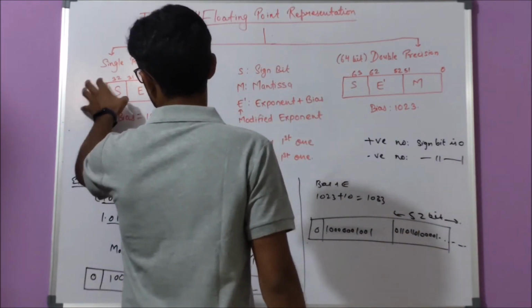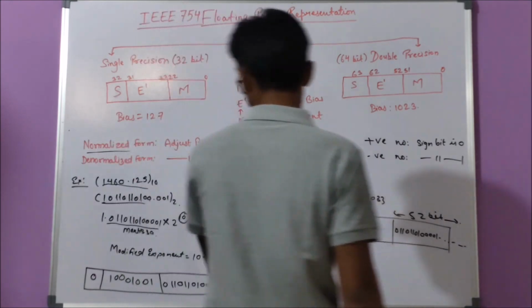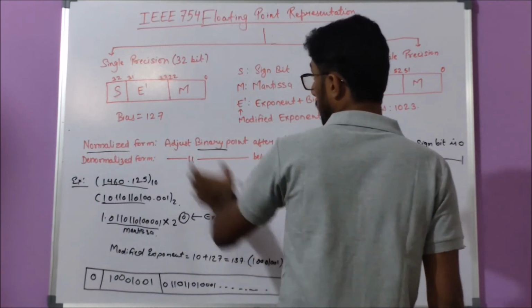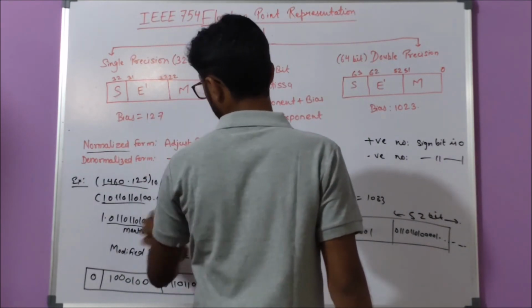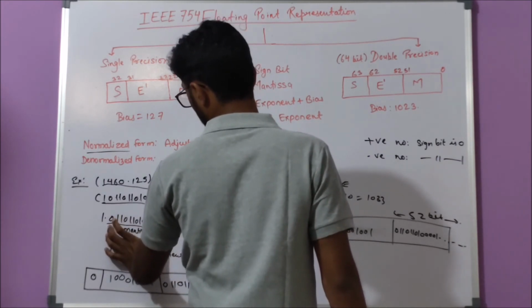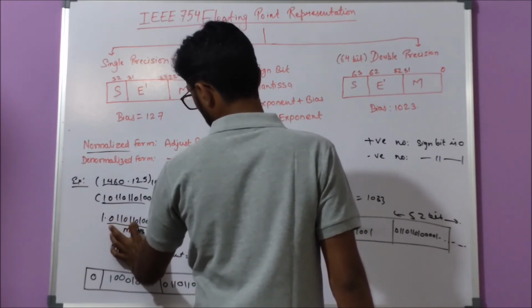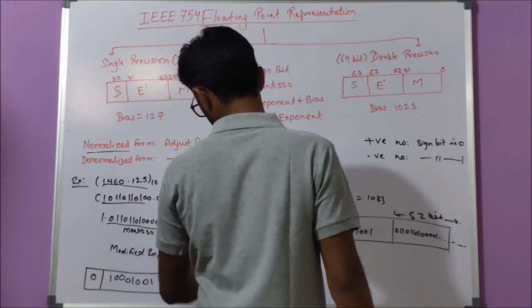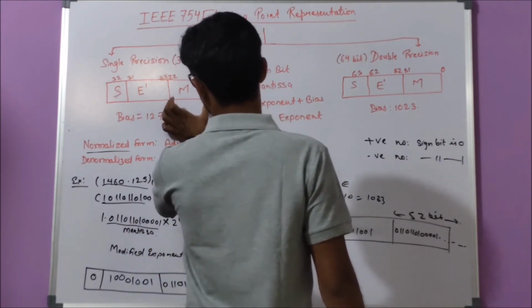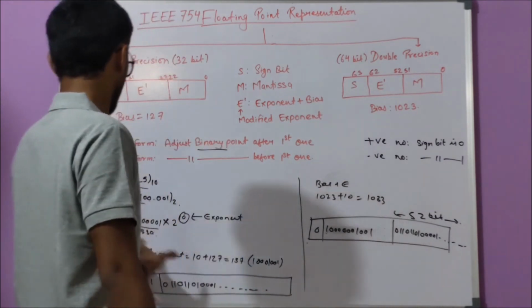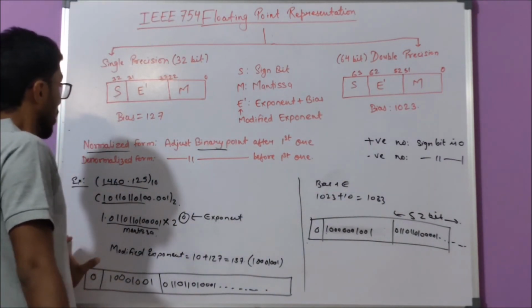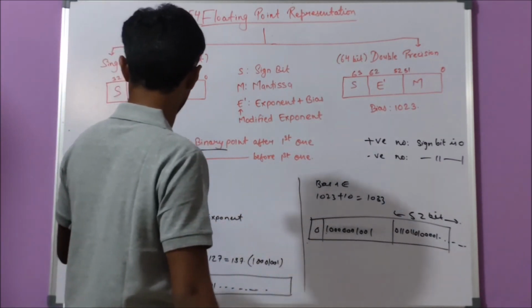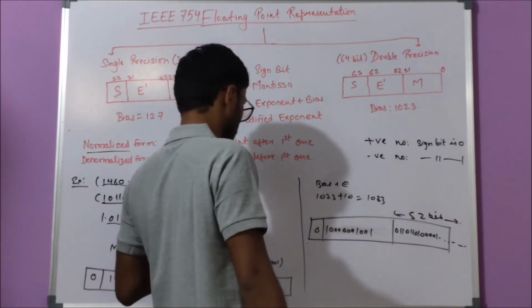So we have all the values, we have to put it there. The number is positive, so S is 0, E' we have calculated is 137, and the value is this. We will keep it here, and then mantissa, this part 0 1 1 0 1 1 0 1 0 0 0 0 1, and after that there will be a number of zeros which will make it 23 bits long. So this is the single precision normalized form of 1460.125 in decimal.